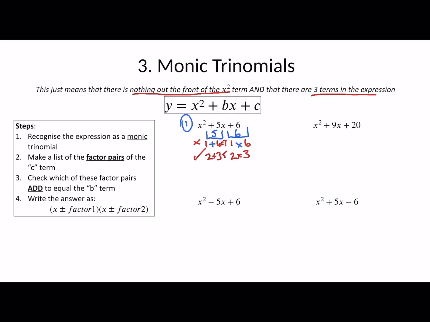So all we need to do then is write brackets, x plus 2, which is our first number, brackets, x plus 3, which is our second number. And we factorised it. Again, if you want to prove it, I'm sure you know how to expand brackets by now. You do your x squared, x times x is x squared, plus the x times 3 is 3x, plus 2 times x is 2x. So that becomes our 5x in the middle. Then you do the 2 times 3 equals 6 on the end. So you can see it's exactly the same thing, but just in factorised form.